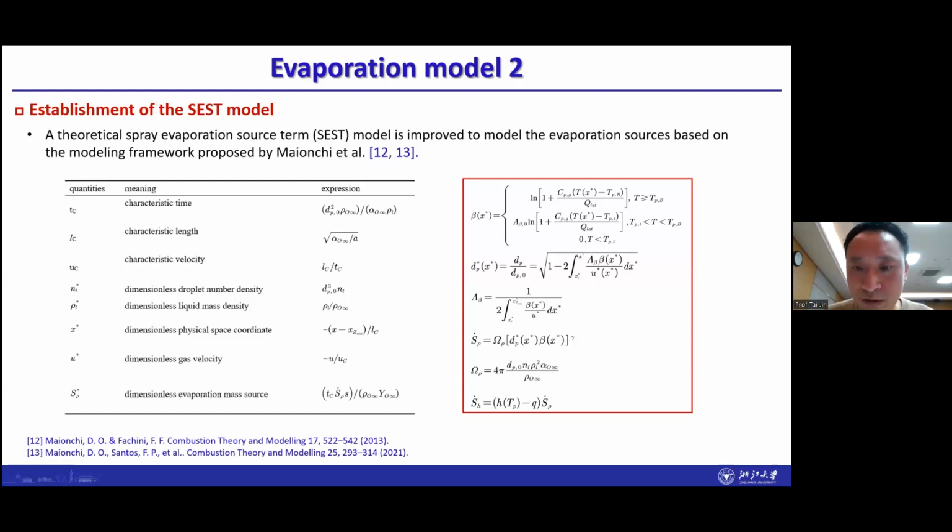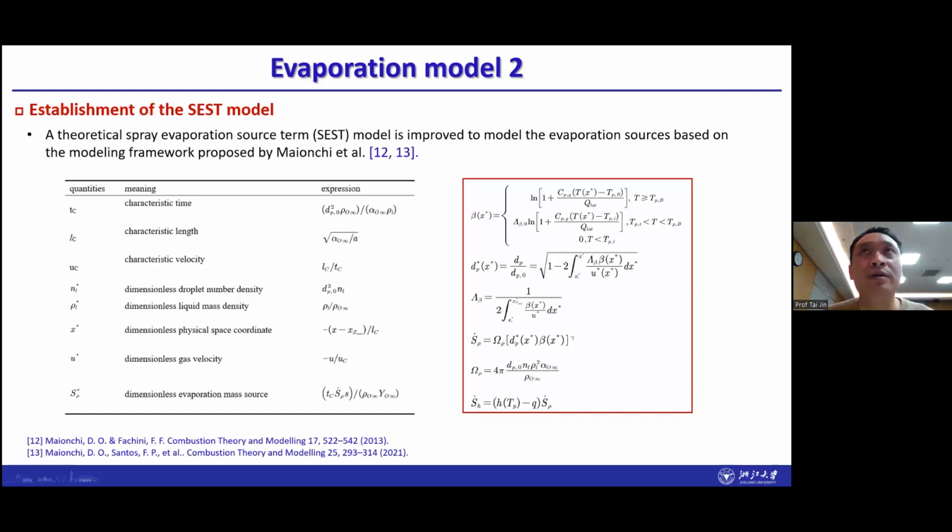deal with these two conditions. As for the cases with small droplet, there's no interaction between droplet and flame. So the evaporation source term will come to 0 for the flamelet calculation. So in this case, we can calculate the two conditions.